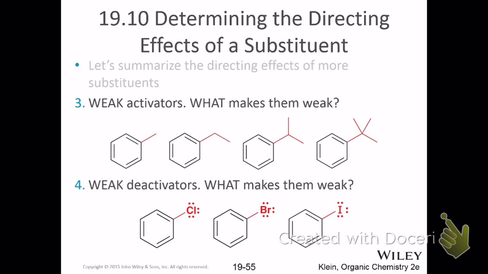Okay, weak activators are all alkyl, right? Alkyls are weak activating substituents because they don't have a lone pair to contribute, so it's all through hyperconjugation. Weak deactivators, what makes them weak is that they withdraw electrons by electronegativity and then donate very weakly back by resonance, okay? Questions?